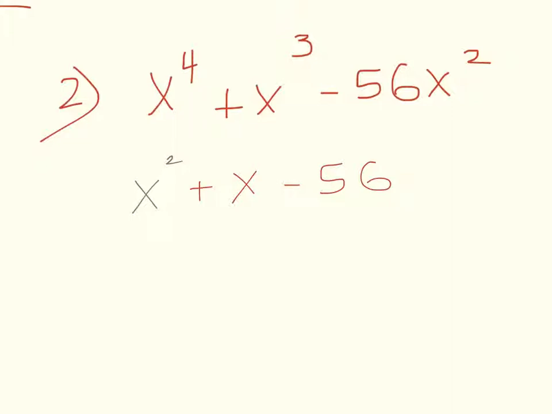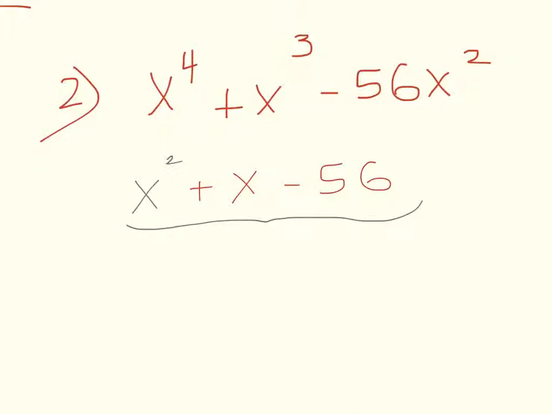Okay, if you want to double check, you can always distribute to see if you factor the GCF right. So x to the second times x to the second is x to the fourth. You add the powers. X to the second times x is x to the third. X to the second times negative 56 is negative 56 x to the second. So I did factor the GCF right. Now your next step is to look inside the parentheses and see if you can factor it further.